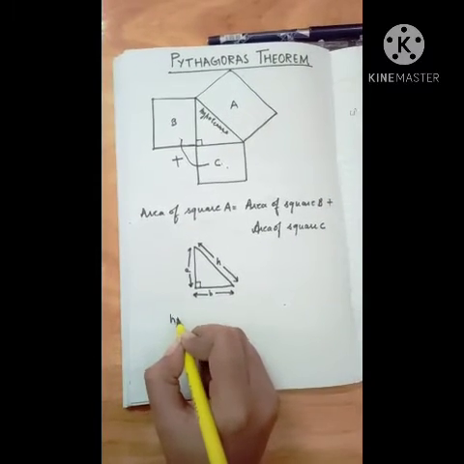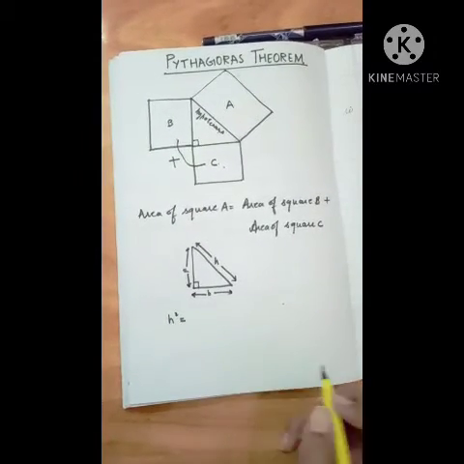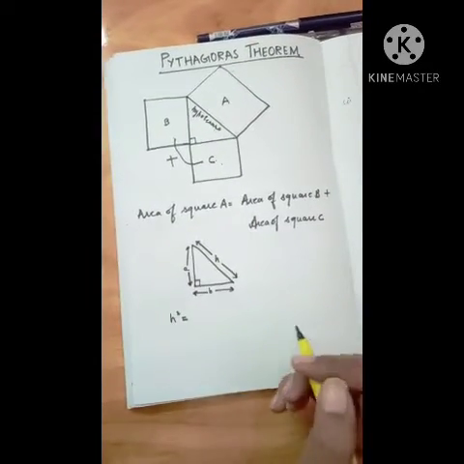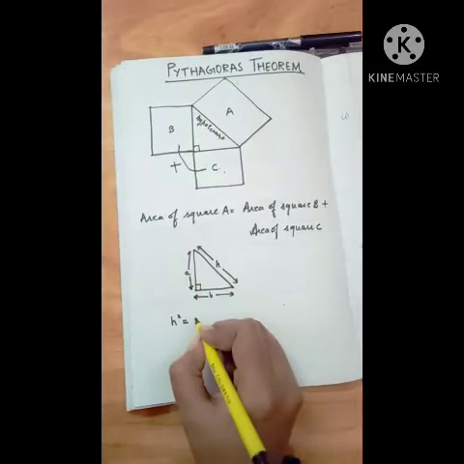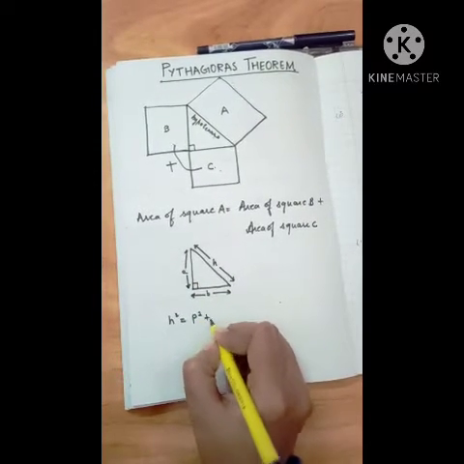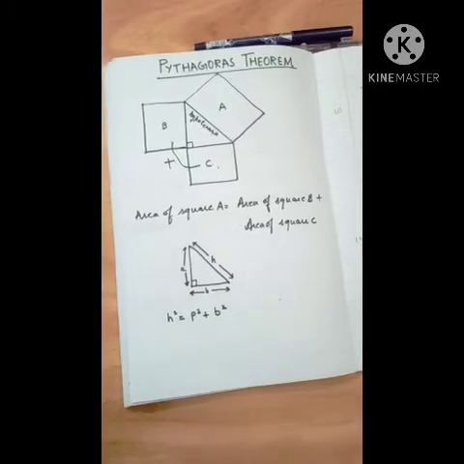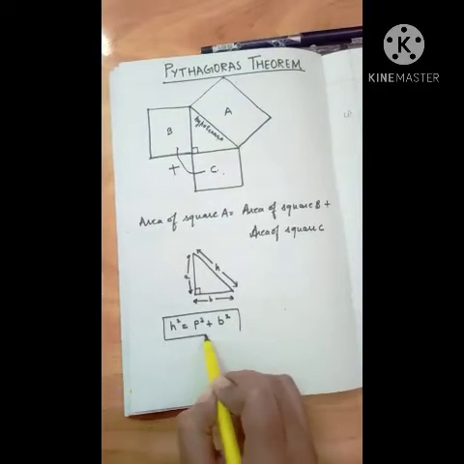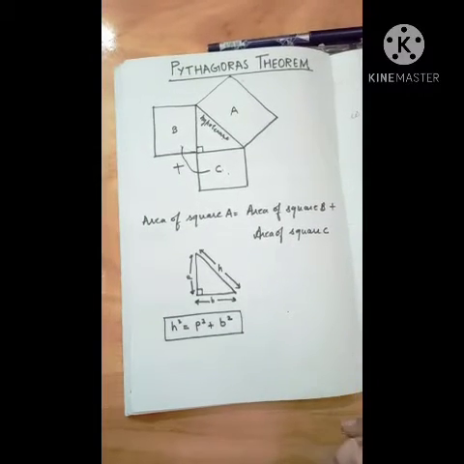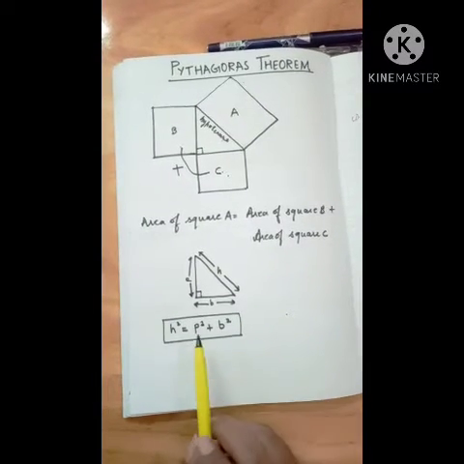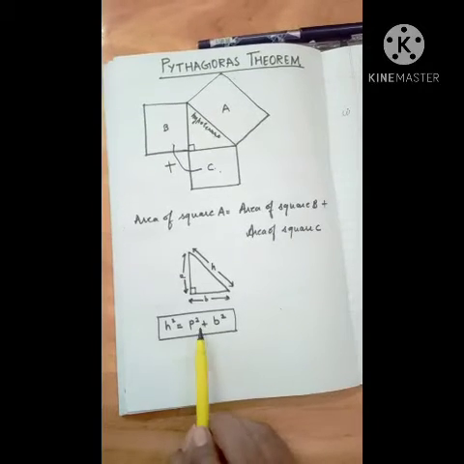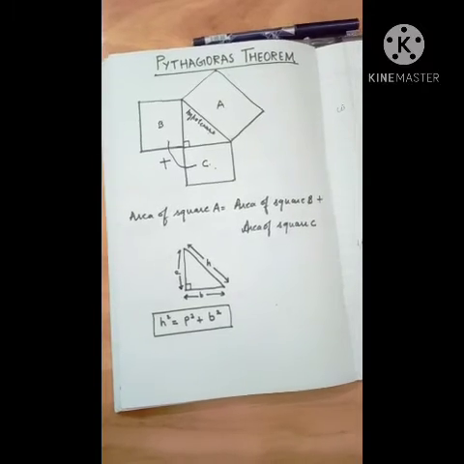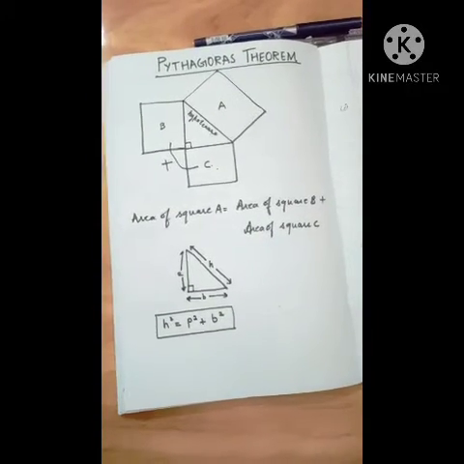Now, what the theorem says is that the square of the hypotenuse, that means h square, is equal to the square of the perpendicular plus the square of the base. This is the Pythagoras theorem. The hypotenuse square is equal to perpendicular square plus base square. Okay, in a right angle triangle, remember.